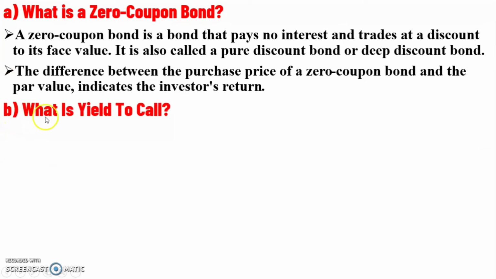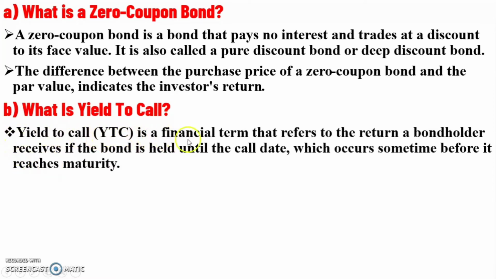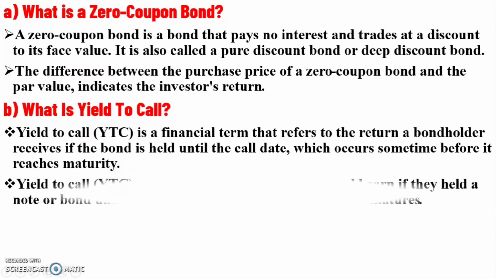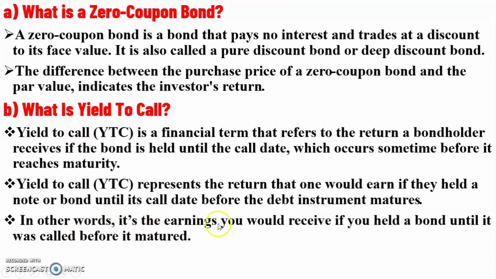Now, question number B. What is yield to call? Yield to call or YTC is a financial term that refers to the return a bondholder receives if the bond is held until the call date, which occurs sometimes before it reaches maturity. Yield to call represents the return that one would earn if they held a note or bond until its call date, before the debt instrument matures. In other words, it's the earning you would receive if you held a bond until it was called before it matured.